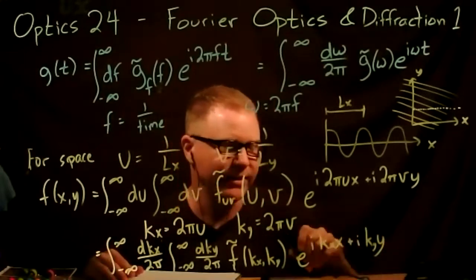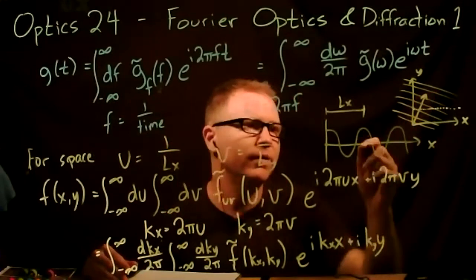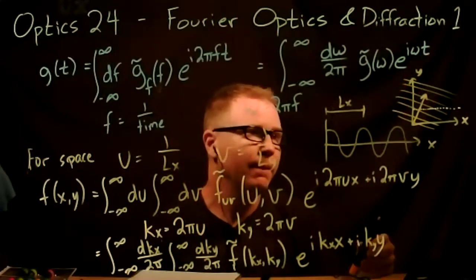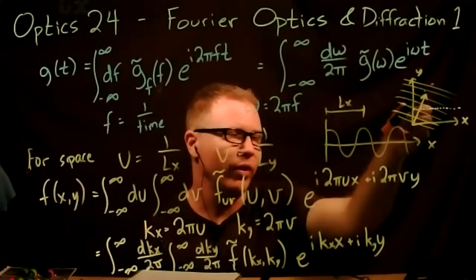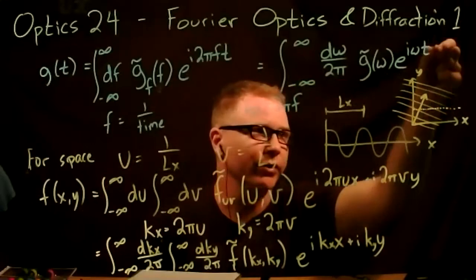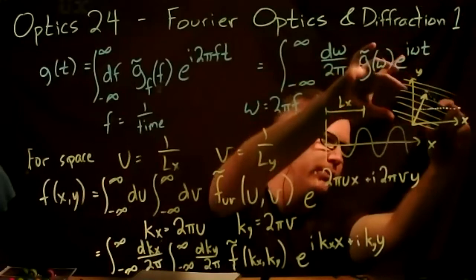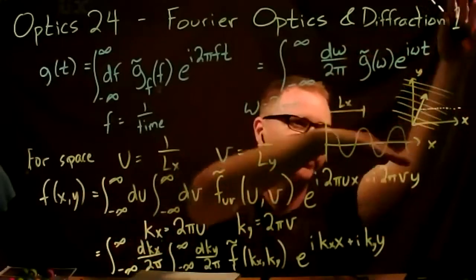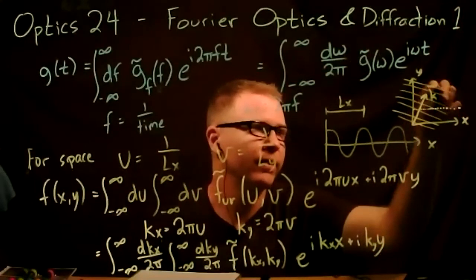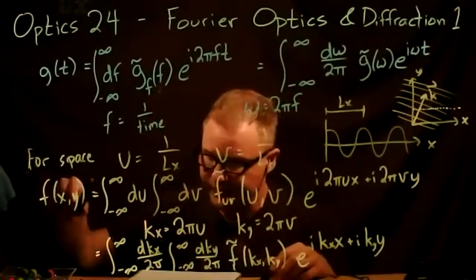And if I were to plot kx and ky as a vector, it would be perpendicular to the wave fronts. If I were to turn k around, the wave fronts would turn with k. If I were to make k longer, that would be higher frequencies, so the wavelengths would all bunch up. If I were to make k shorter, the wavelengths would all spread out because of the lower frequency. This is k as a two-dimensional vector, and this is the two-dimensional Fourier transform.